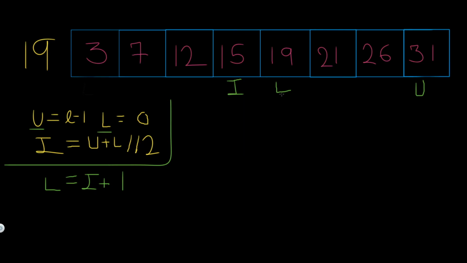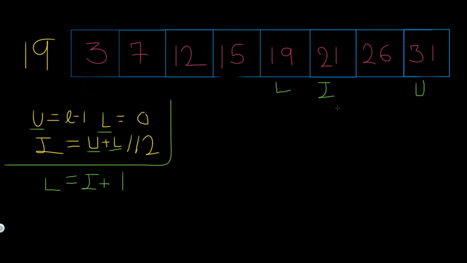If the value of L changes, then the value of I also changes, since I is dependent on L. So now let's calculate the new value of I. The U is the same, which is 7, and L has changed from 0 to 3. So 3 plus 7 is 10, and 10 divided by 2 is 5. So this I must be at the 5th index of this list, and the 5th index is this 21. So this will be I here, and let me erase the older I.